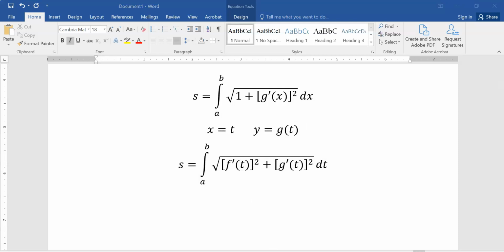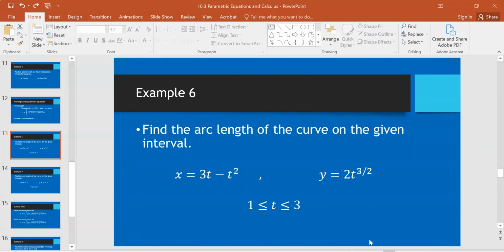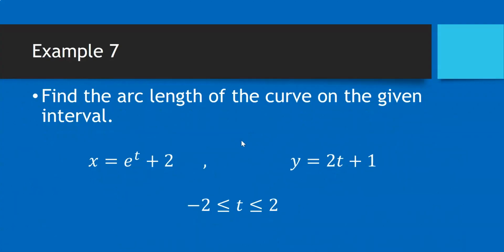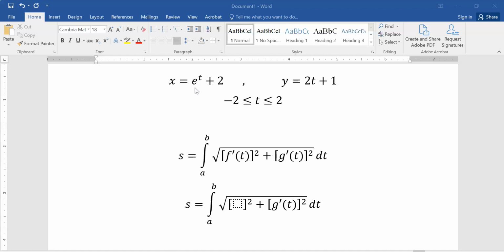So there we go. That's the idea behind arc length. I'd like you to try one of these on your own. So push pause on the video and find this arc length. Okay, so this is the setup. x equals e to the t plus 2, y equals 2t plus 1. We're going to find that arc length between negative 2 and 2.